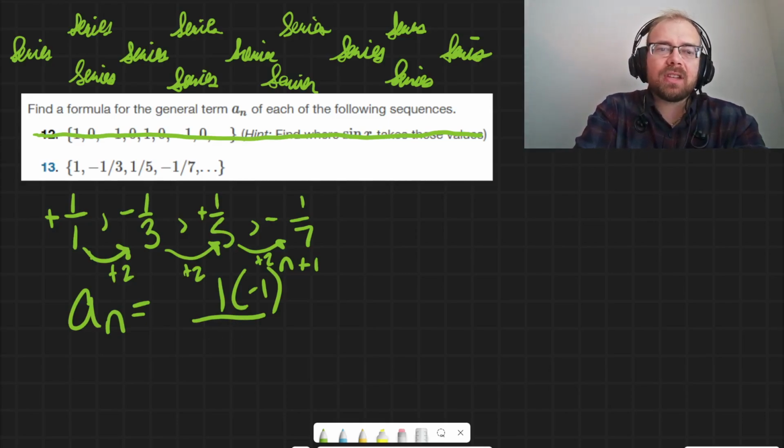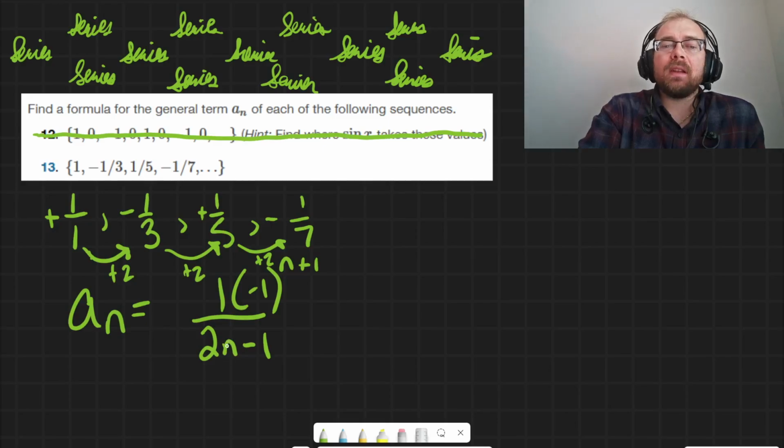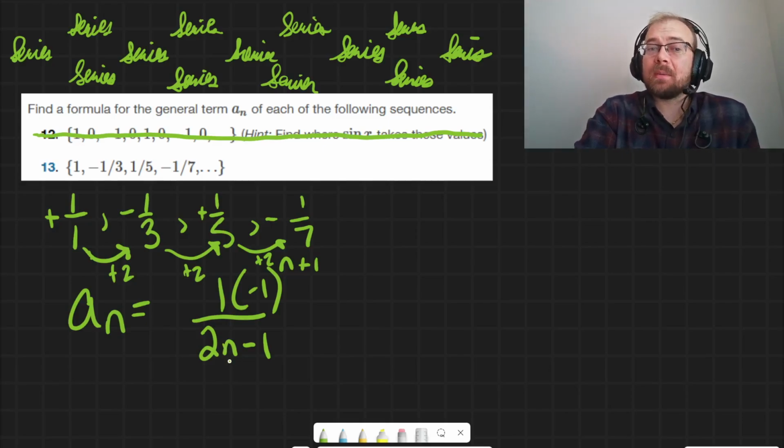The bottom looks like it's just going to be n plus something. It's going by 2's, so I need a 2n. Right? Like if n is 1, that's 2. If n is 2, that's 4. Like 2, 4, 6, 8, 10, 12. But these are odd numbers, so I need to plus 1 to this. Or would I minus 1? Yeah, I'm going to minus 1 actually, because I want my first term to be 1. So on the bottom, if n is 1, 1 times 2 is 2, 2 minus 1 is 1. Okay. If n is 2, the second term is negative 1/3. 2 times 2 is 4, 4 minus 1 is 3.